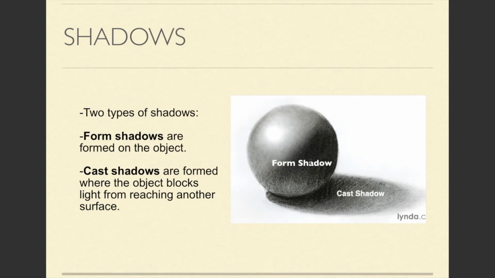Now there are two types of shadows: the form shadow and the cast shadow. The form shadow is formed on the form. It's right here. The cast shadow is formed where an object blocks light from reaching another object or surface. Right here.